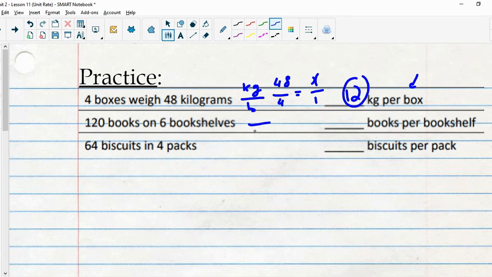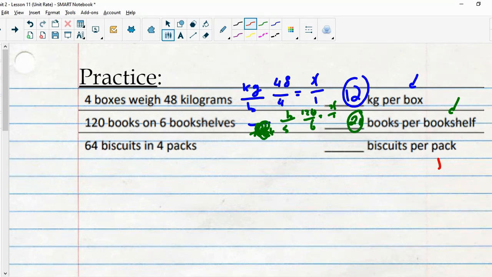And then, let's see. Bookshelf. Let me use a different color for a bookshelf. So it's book. I should write shelf, right? Shelf, books. What is it? 120 books on 6 bookshelves. How many per bookshelf? What is it? Yeah, 20. Last one.